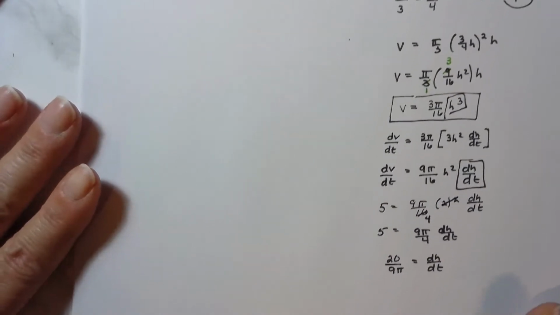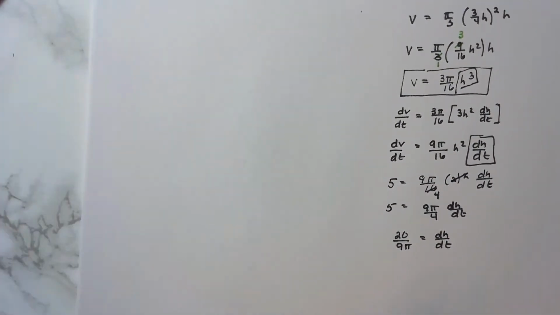So how can I interpret that? What can I write down when they ask me for an interpretation? I can say the water level is rising at a rate of 20 over 9 pi inches per second when the water is 2 inches deep.